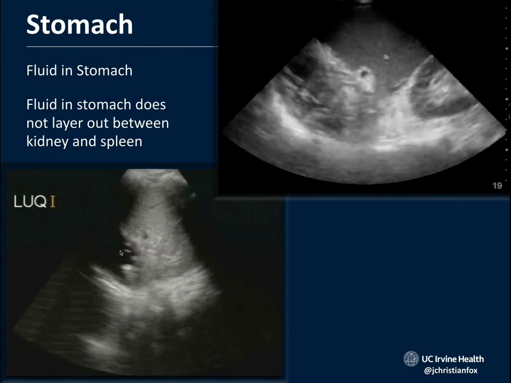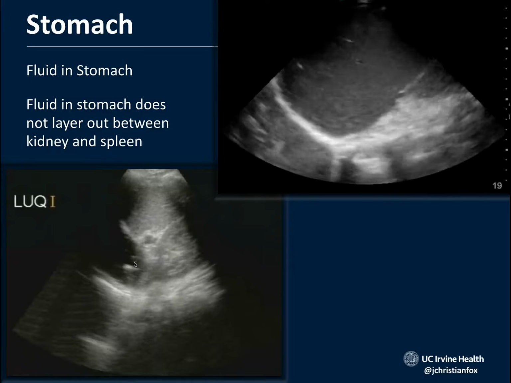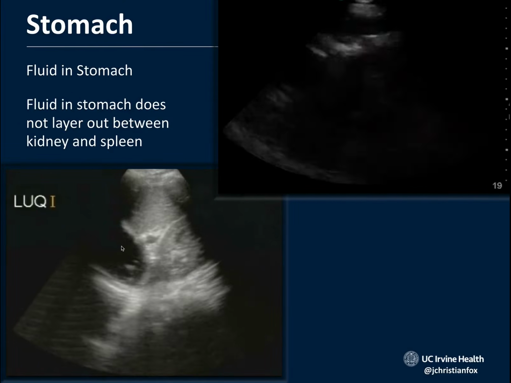The depth's a little bit too deep on this image. You can shallow that up a little bit, and the structures will appear much larger on the screen. But that's the idea. Your anechoic stomach is seen adjacent to the kidney and the spleen.